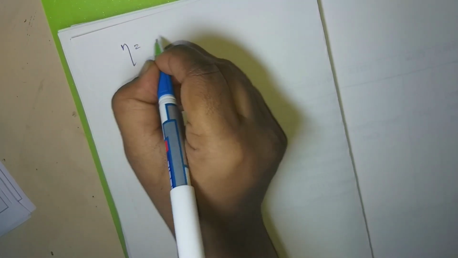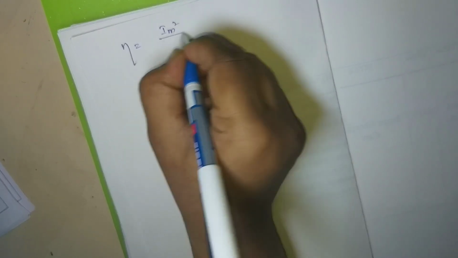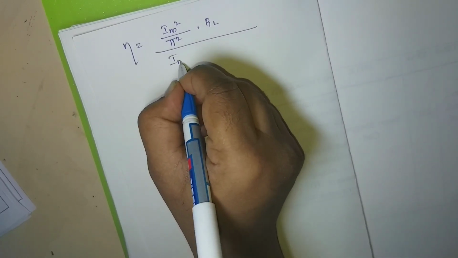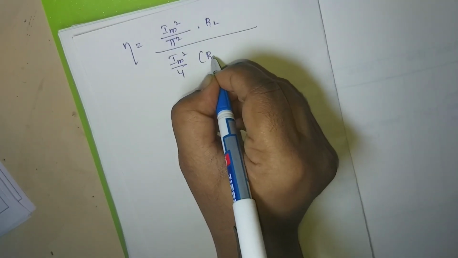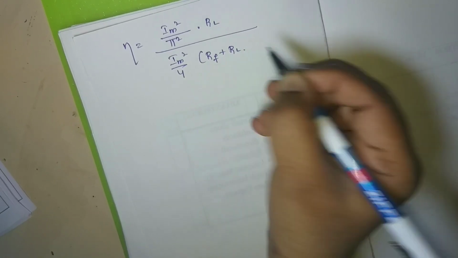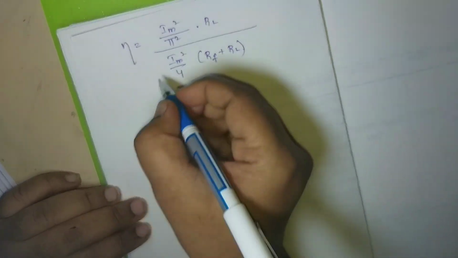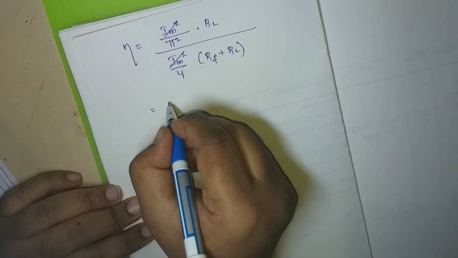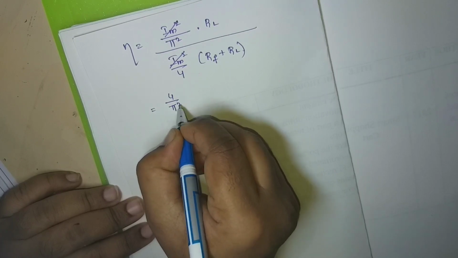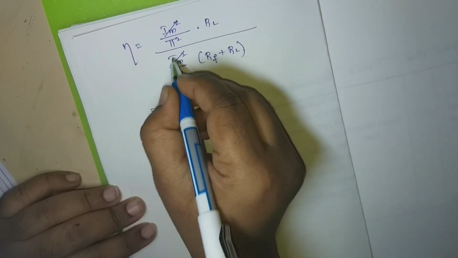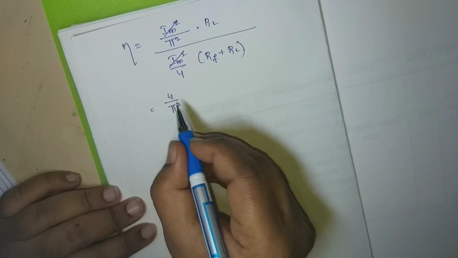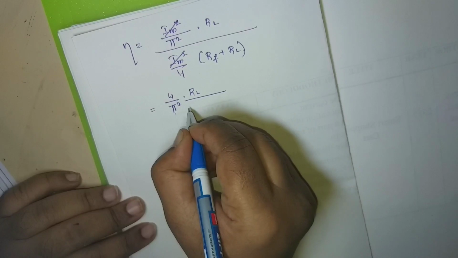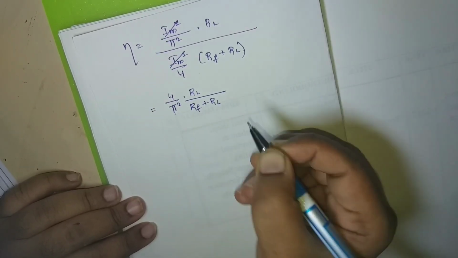Substituting it, we get efficiency is equal to IM square divided by pi square into RL, divided by IM square divided by 4 into (RF plus RL). Now IM square I can directly eliminate. So I have the parameter 4 divided by pi square. Denominator of denominator will become numerator. So 4 divided by pi square into RL divided by (RF plus RL).